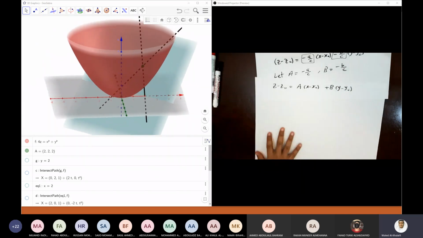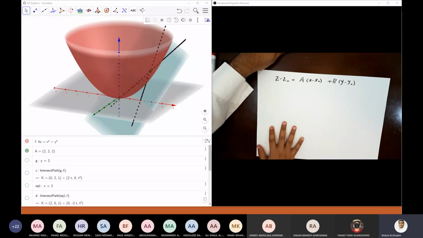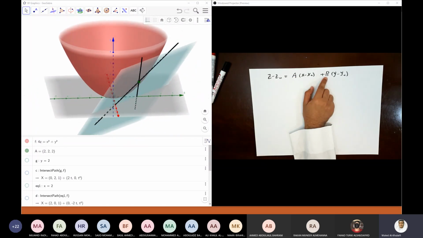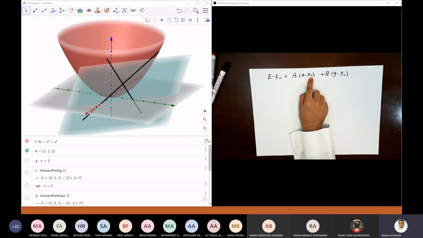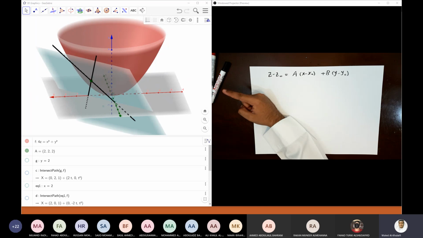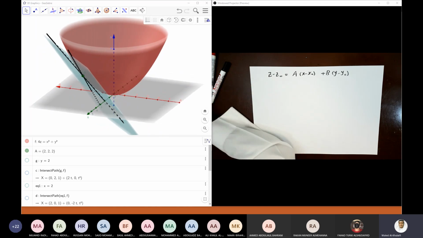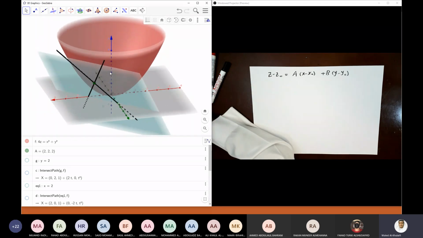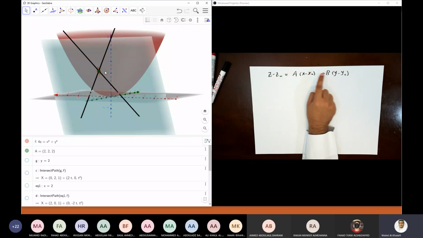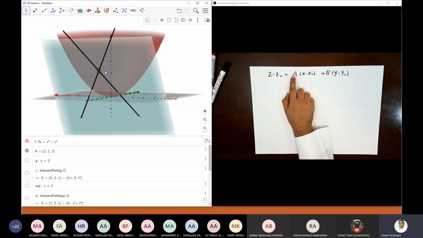So now what is left for this equation to really identify the plane? If I find A and B, because x naught, y naught, z naught will be given. These are the points. If you see in the program here, the point A, this is the green point here. We know the coordinates, right? We know x naught, y naught, z naught. So now what is left is A and B. If I find A and B, I'm done. I found the equation of the plane. So how do we do this?